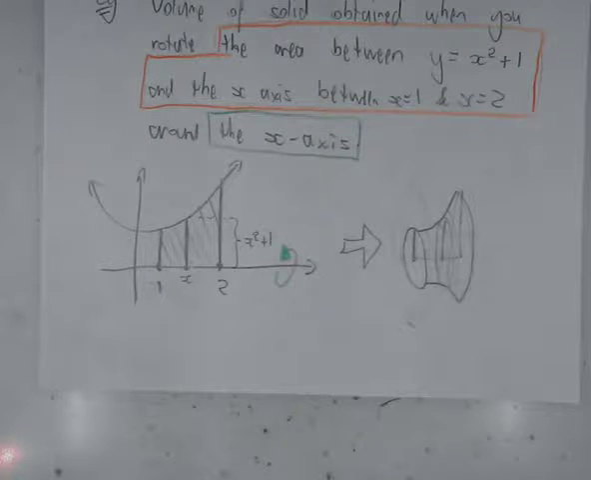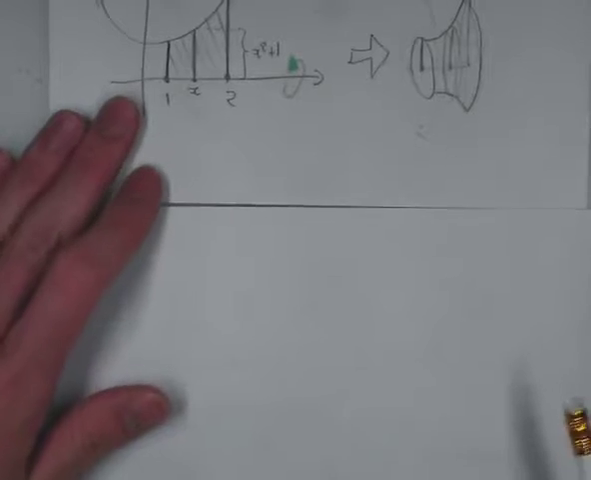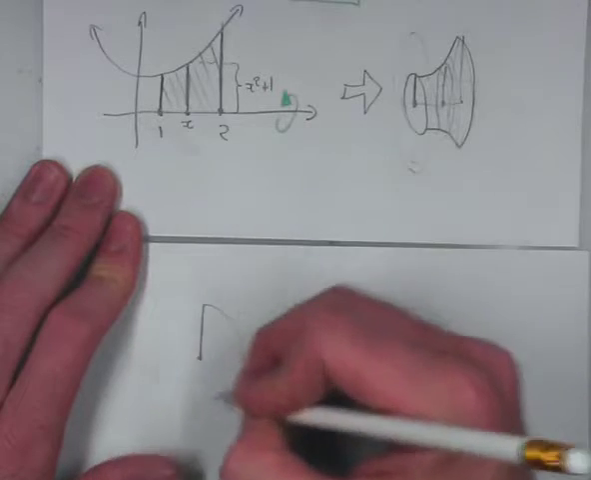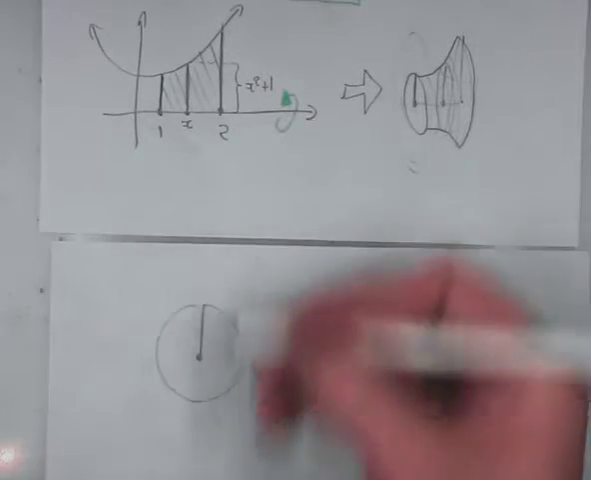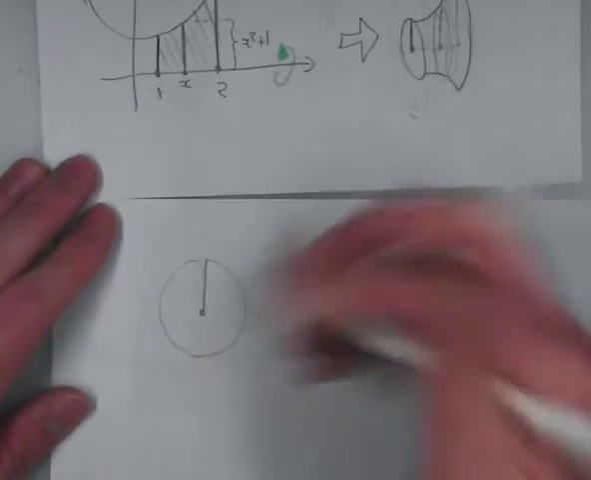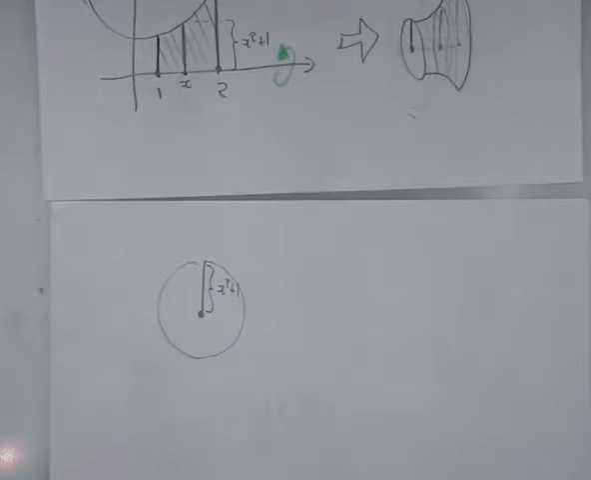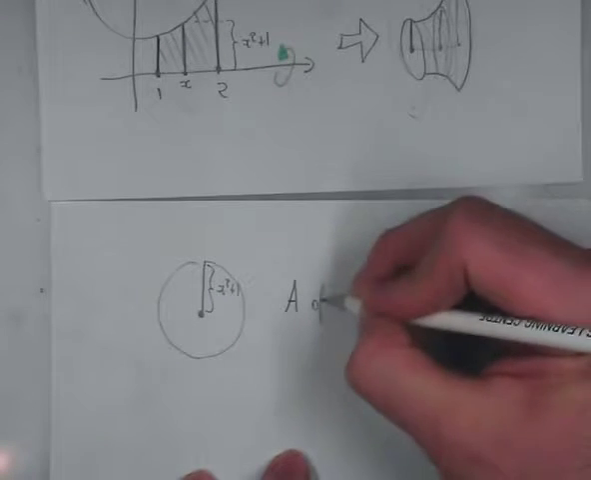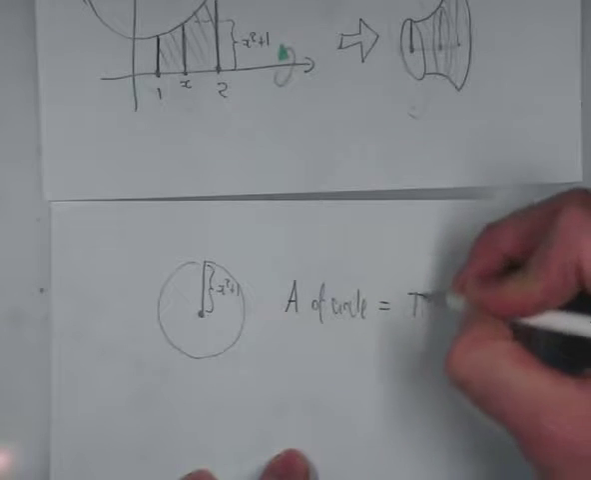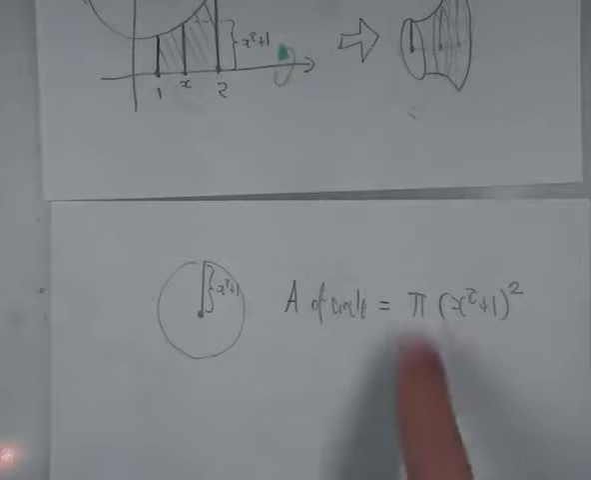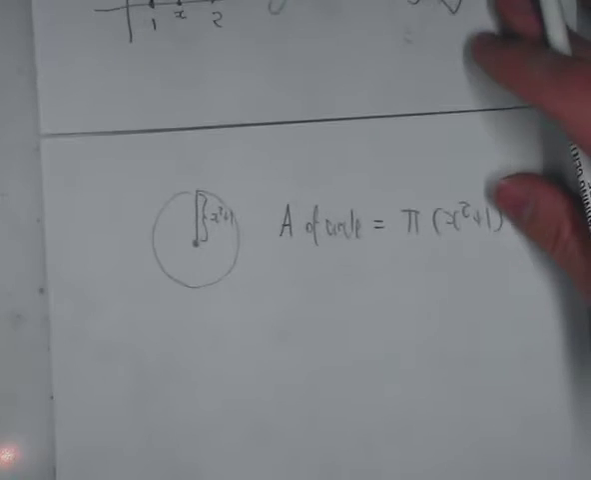So when I do my rotating, what happens is that this length here becomes a circle. Technically it goes around this way in space, but I'm just going to draw it like that. And that there is x squared plus 1. So that's the radius of my circle. So the area of my circle is pi times (x squared plus 1) squared, because it's pi times the radius squared. And that's the area of my slice, and all I need to do is integrate them, and it will tell me what the volume is.